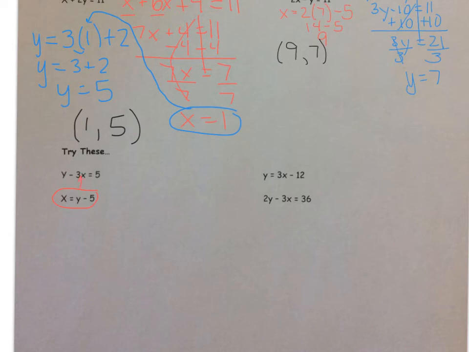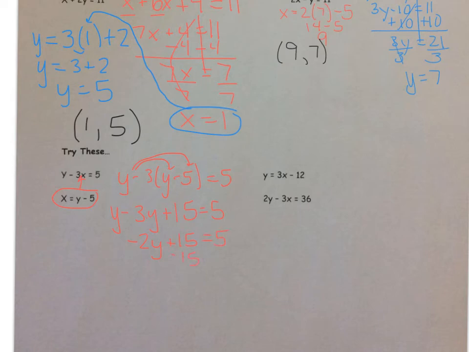So I'm going to put that in place of x. So I've got y minus 3 times y minus 5. Uh-oh, there's a negative here. Distribute the negative. So negative 3 times y. Negative 3 times negative 5 is positive 15. So y minus 3y plus 15 equals 5. Okay, combine like terms. y minus 3y is negative 2y plus 15 equals 5.